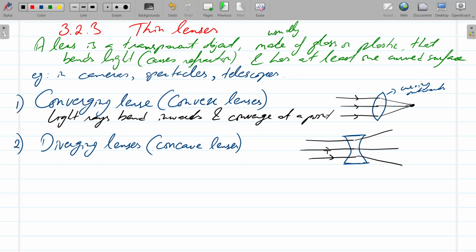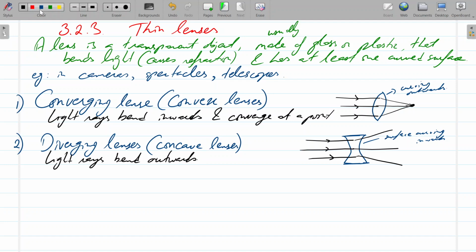And you can see that the surface is curving inwards. The surface of the lens is curving inwards, and the light rays bend outwards.